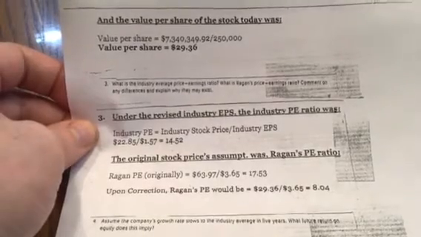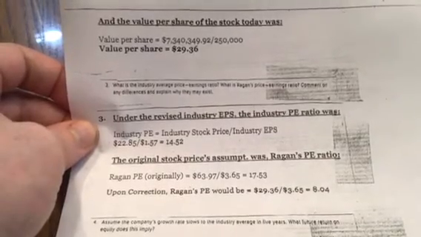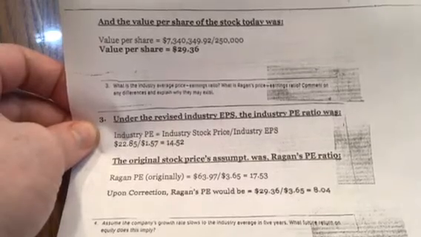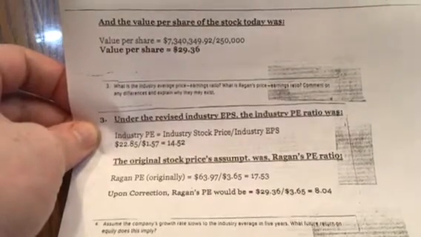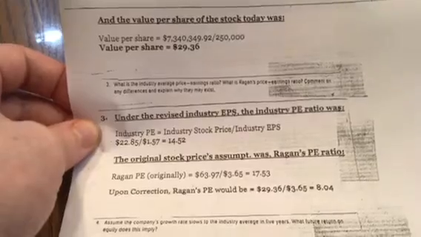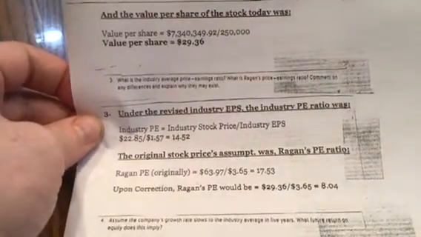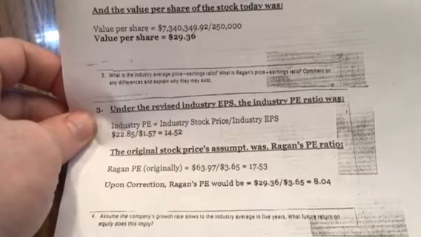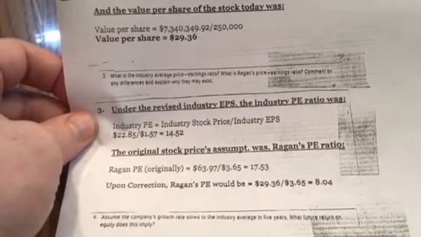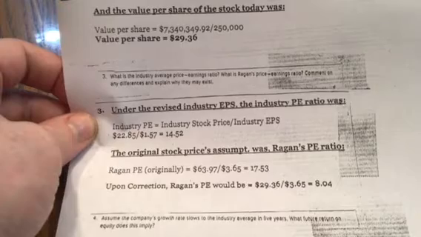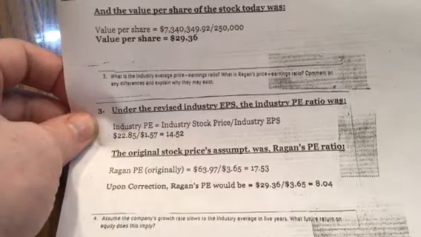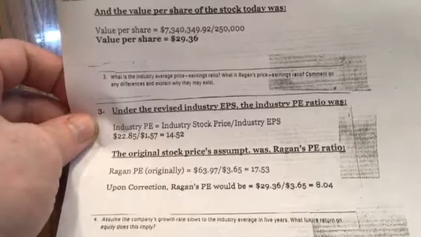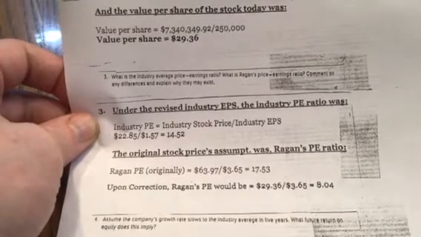So, what is the industry average price-to-earnings ratio? What is Reagan's price-to-earnings ratio? Comment on any differences and explain why they may exist. Under the revised industry earnings per share, the industry price was $22.85. We divide that by our industry earnings per share, which was $1.57, and we get 14.52.